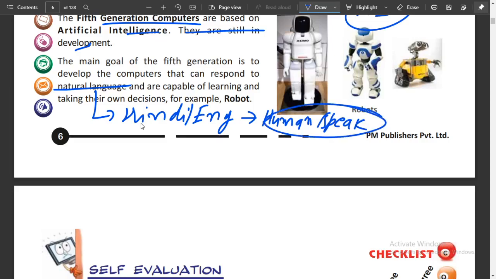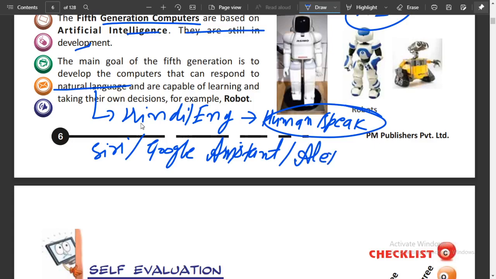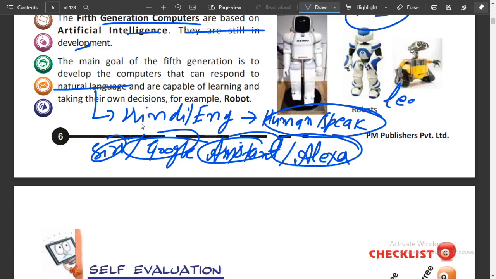If you know about Siri, Google Assistant, Alexa, then you know that these are the software that work with your voice. If you tell Siri to set an alarm after 30 minutes, then it will set an alarm, so it will understand. So we are making some type of machine that can learn and develop itself.